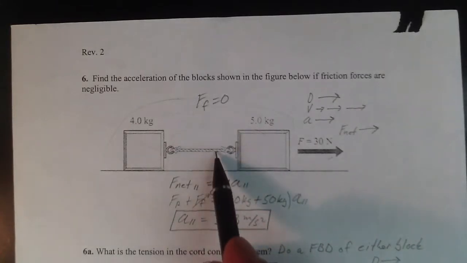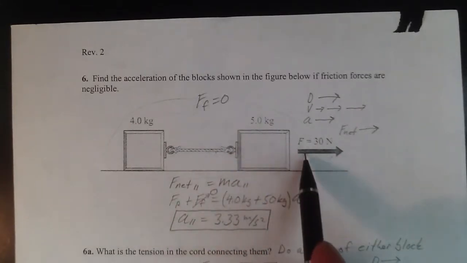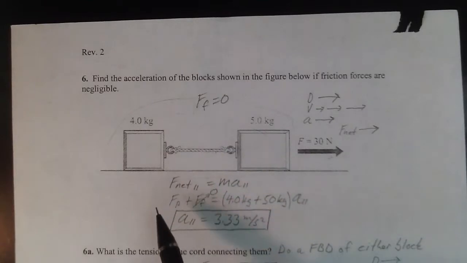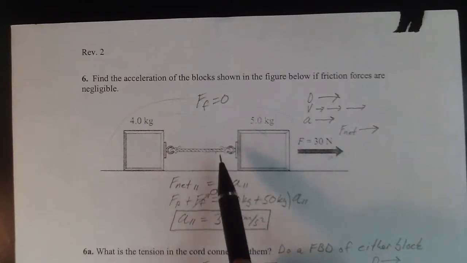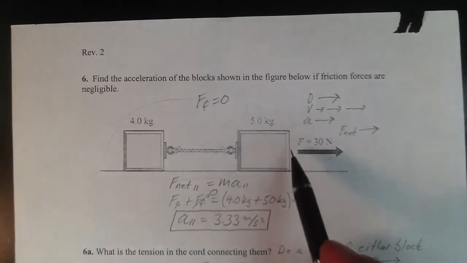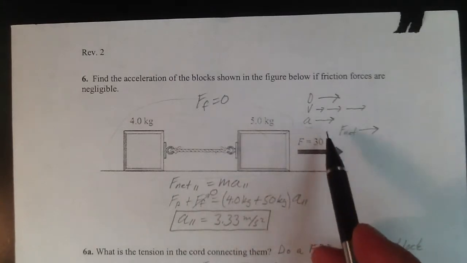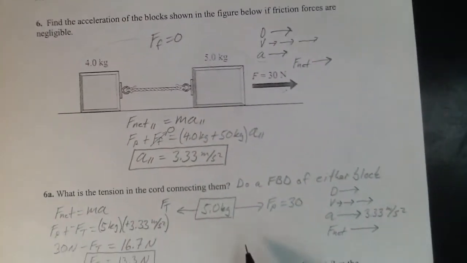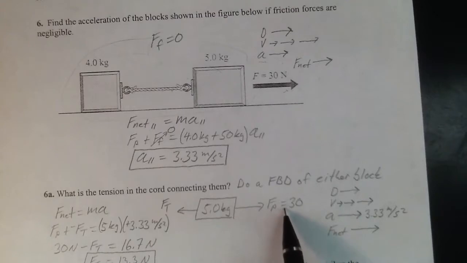They look at this tension and they say, oh, that has to be 30 newtons. That would be fine if it was moving at constant velocity or some other equilibrium situation. It's not in equilibrium. It's accelerating. So that means that in my free body diagram, with applied forces here, this one has to be smaller. Otherwise, I could not accelerate in this direction.